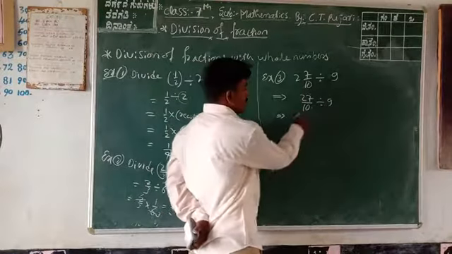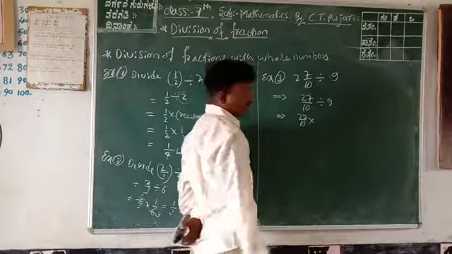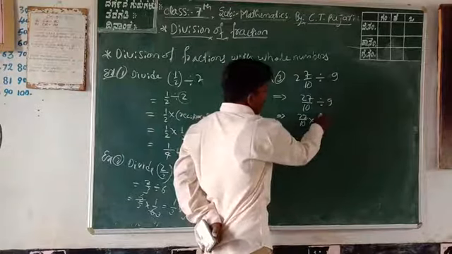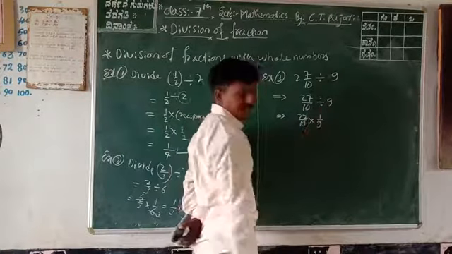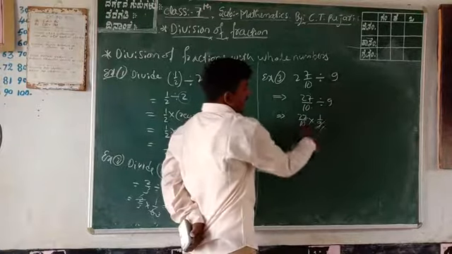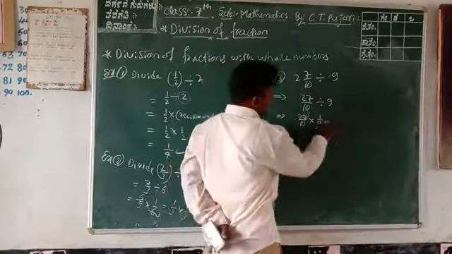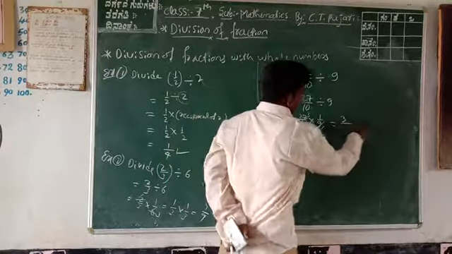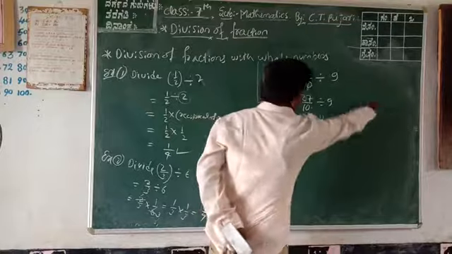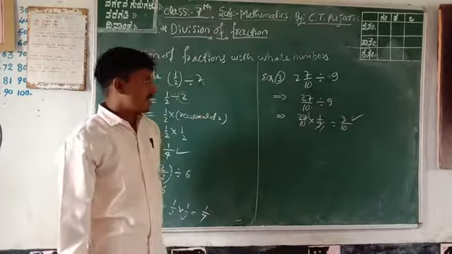Division into 27 by 10, we can write the reciprocal of 9. Reciprocal of 9 means 1 by 9. Next, cancellation: 9 ones are 9, 9 threes are 27. Therefore the answer is 3 into 1 is 3, divided by 10 into 1 is only 10. Our answer is 3 by 10.